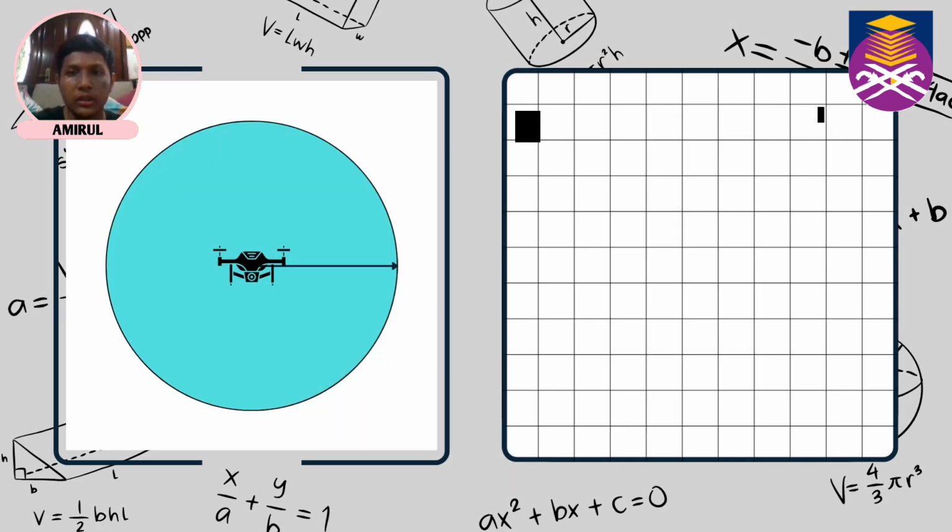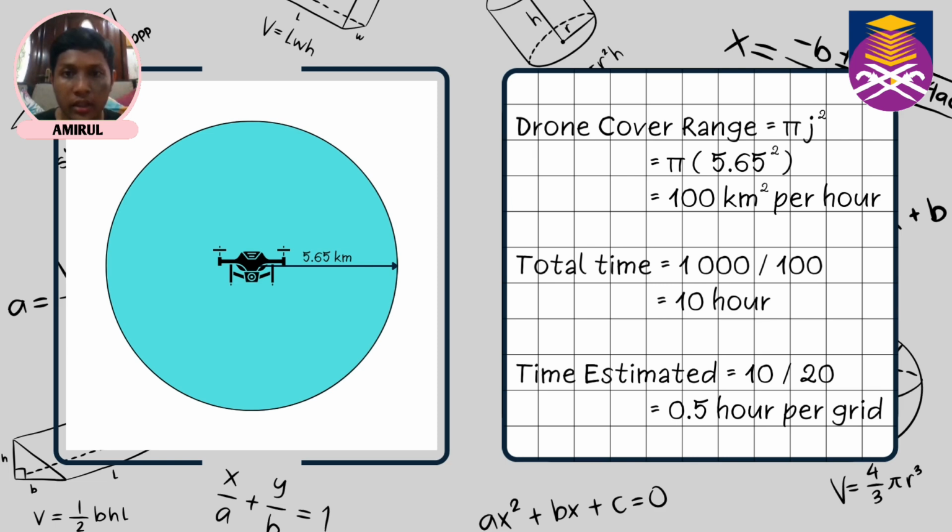Besides that, from the picture you can see a DJI Agras T30 drone that is inside a circle. The circle represents the cover range for the T30 drone to spray pesticide on the field, and the radius for said circle is 5.65 kilometers. The calculation for the drone's cover range is pi times radius squared. And as I have said, the radius is 5.65 kilometers. And from that, I get 100 kilometers per hour.